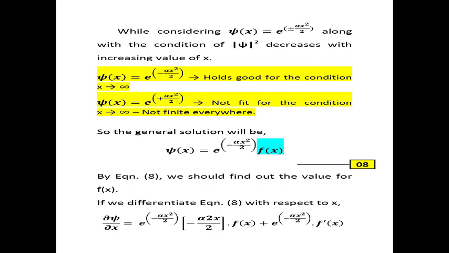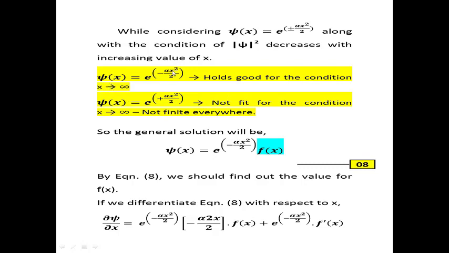So it is added that we consider psi of x equal to exponential of plus or minus alpha x squared by 2, along with the condition that psi squared decreases with increasing value of x. So we first have to consider whether it is plus or minus. Once we consider e power minus, as x is increasing, the negative term will be increasing, which means the value of psi of x will decrease. So we can say this condition holds good for x tends to infinity.